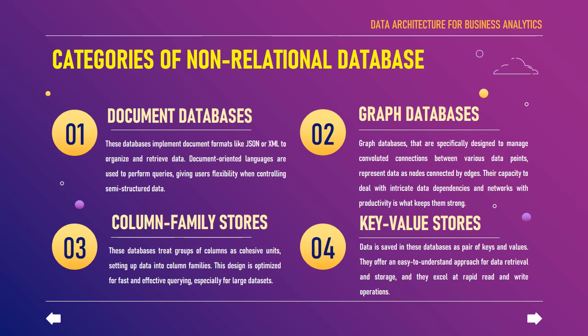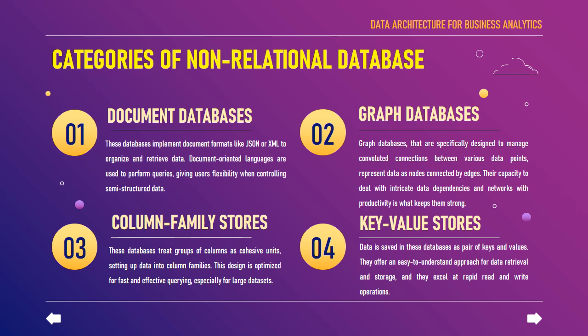Firstly, document databases. These databases implement document formats like JSON or XML to organize and retrieve the data. Document-oriented languages are used to perform queries, giving users flexibility when controlling the semi-structured data. Second, coming up with graph databases. They are specifically designed to manage convoluted connections between various data points, representing data as nodes connected by edges, and their capacity to deal with intricate data dependencies and networks productively is what keeps them strong.